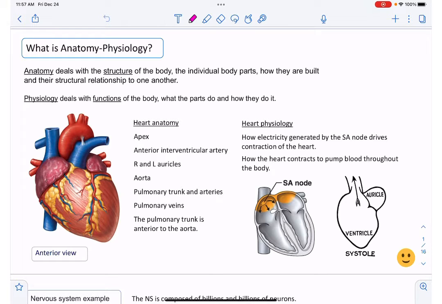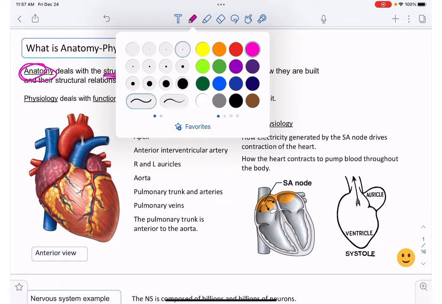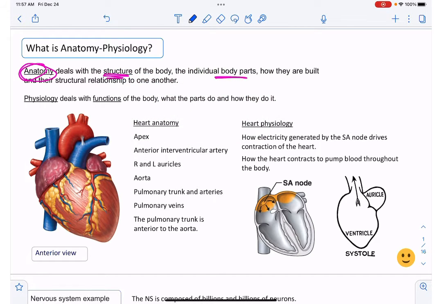Hey everybody. What I want to do today is give an introduction into anatomy and physiology. What is anatomy? What is physiology? Well, when we're talking about anatomy, we're talking about the structure of the body. We're talking about the individual body parts, how they're built, and their structural relationship to one another. And then when we talk about physiology, we're talking about the functions of the body, what those parts do, and how they do it.